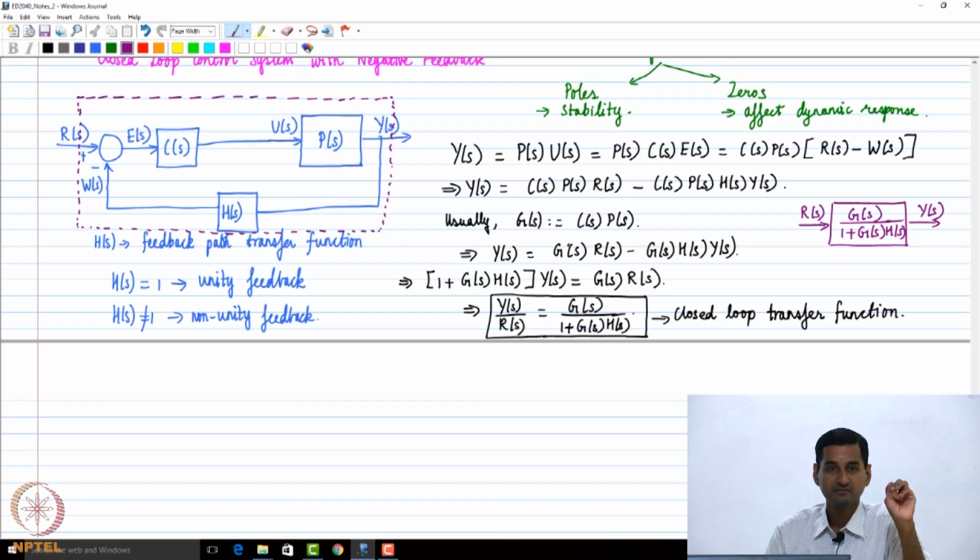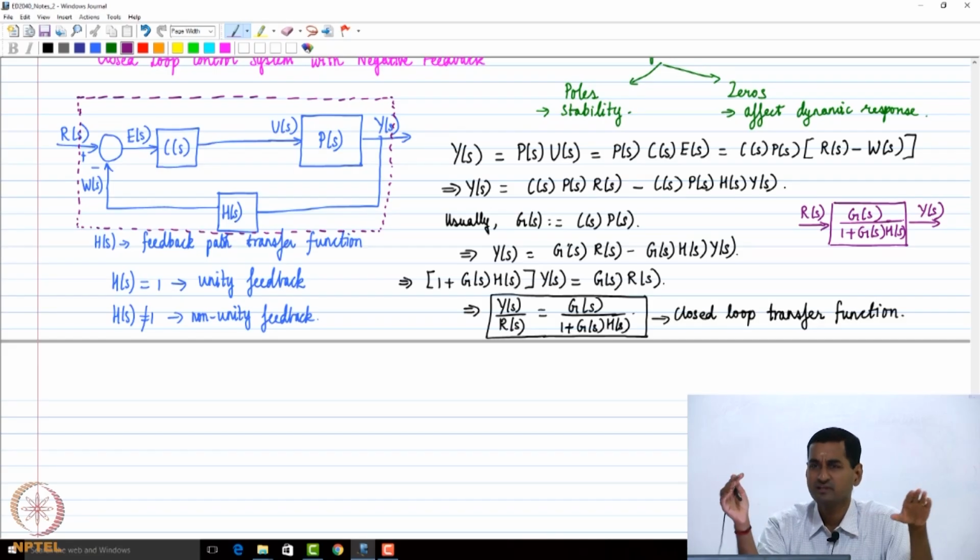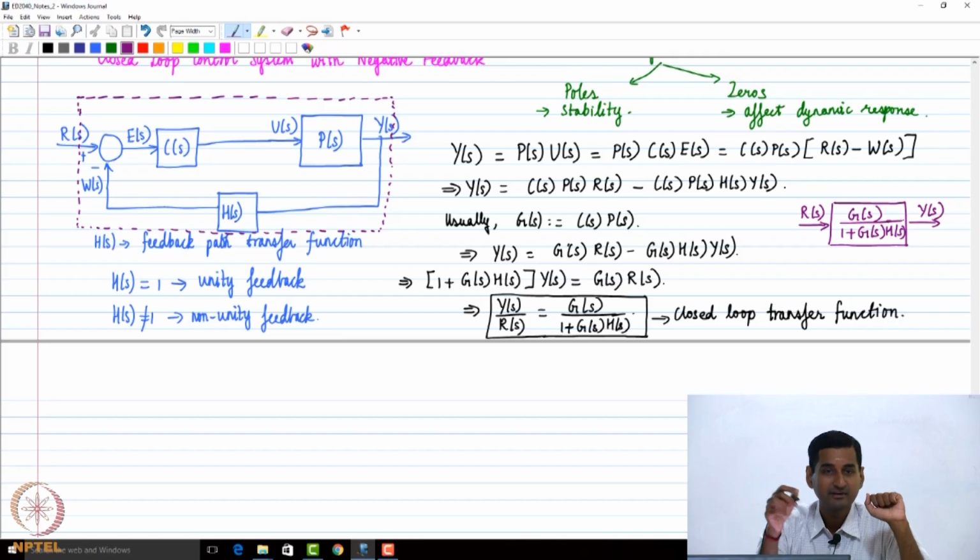Yes. We'll come there, we'll discuss that point. Let me repeat his question. We are assuming zero initial conditions when we deal with the transfer function representation, on all locations. The question is how is that going to affect the response? We are going to come to that question.